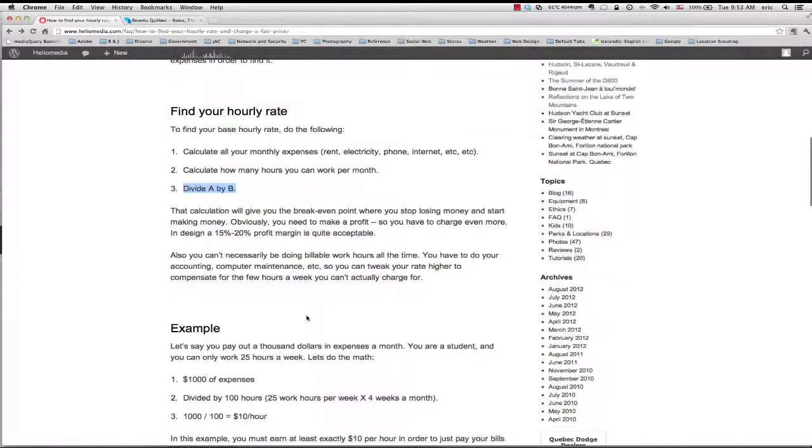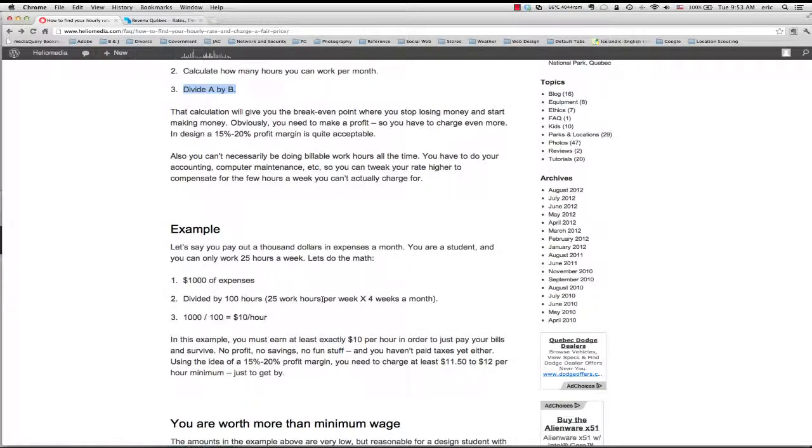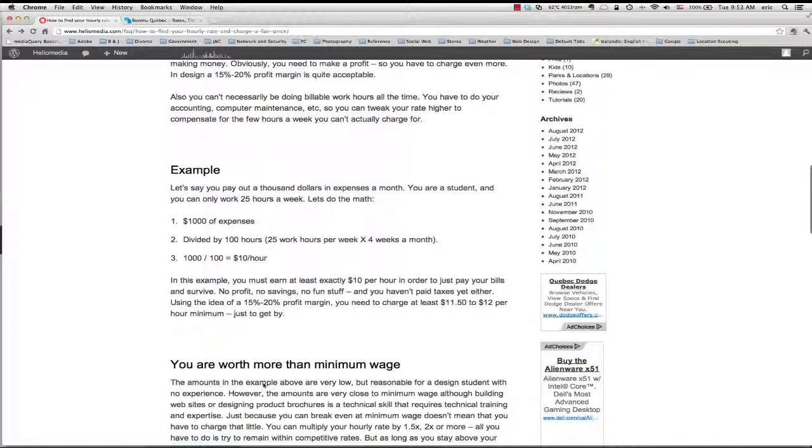So if we take an example down here, if you have $1,000 worth of expenses a month, but you can work 100 hours a month, so 25 hours a week for 4 weeks, divide $1,000 worth of expenses by 100 hours, you need to be making $10 an hour in your pocket to be able to break even. So that's not that much. That's basically minimum wage. So, of course, graphic designers are worth a lot more than minimum wage, but you get to see over here that you can actually not earn all that much and actually start making money.